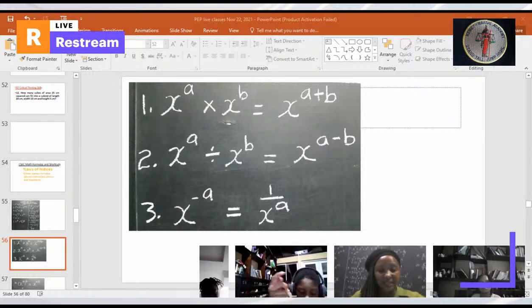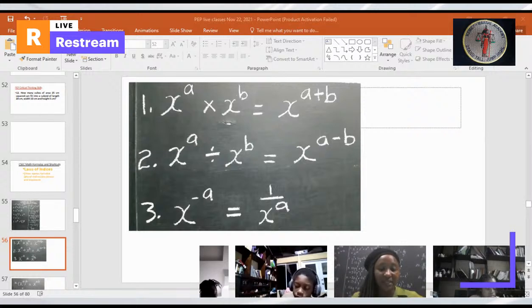So what this means is when you're multiplying and the bases are the same, so they are both x, or they're both 5, or they're both -10, or whatever, the base must be the same. The bases are the same and we're multiplying them, we add the indices. That's what this rule is saying. We're going to be doing examples of each rule, several examples of each rule. So if we're multiplying and the bases are the same, we add the indices.